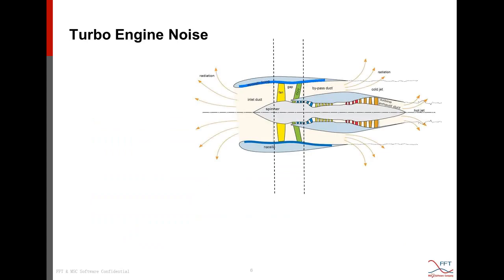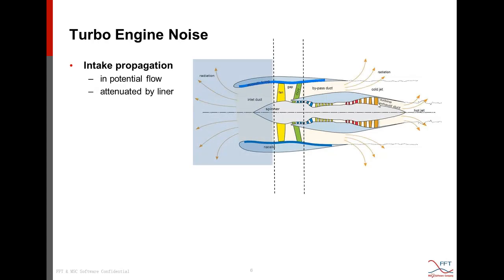So first, the Actran technology to solve turbo engine noise. This picture shows the structure of a turbo engine, and the noises related to the turbo engine are mainly the intake noise, bypass noise, and the exhaust noise by the turbine. Let's take a look at the characteristics of all these noise sources.